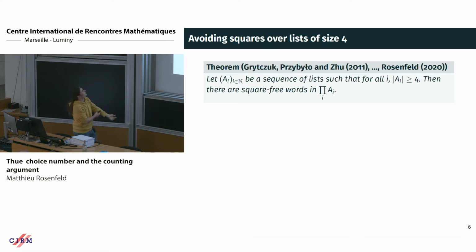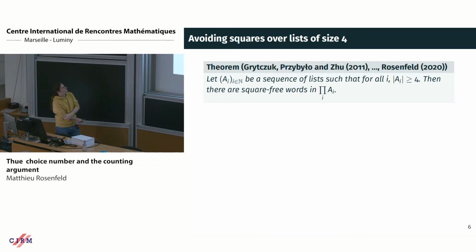Still, I can prove something, which is that if all of my lists are of size at least 4, then I can build a square-free word. Right, so this is what I'm going to prove: that I have my sequence of alphabets, all the alphabet lists of size at least 4. Oh, by the way, I will use interchangeably the words lists and alphabet, but they mean the same thing, right? There is nothing special about this.